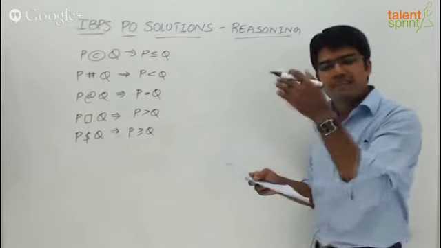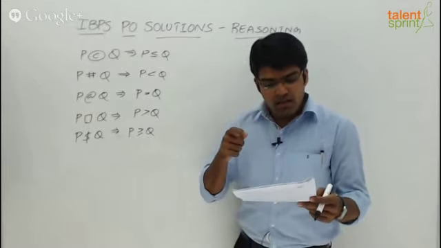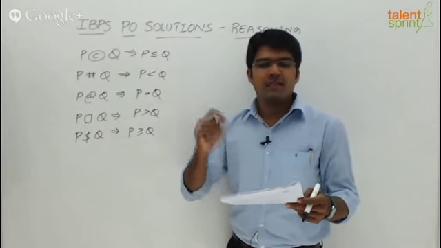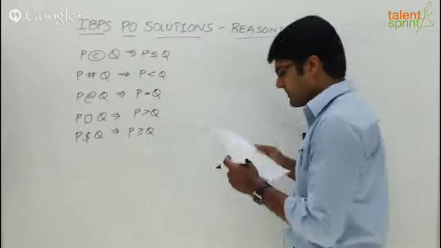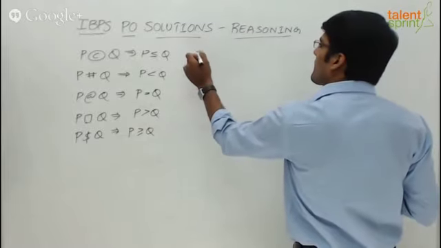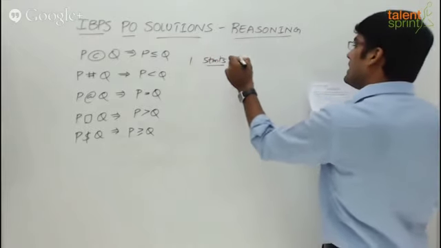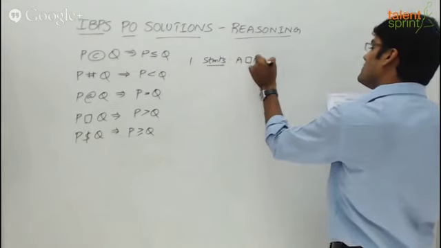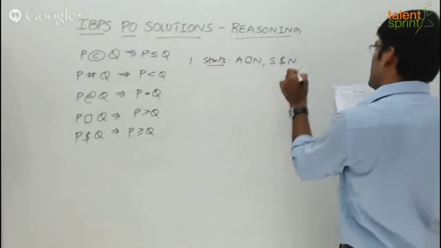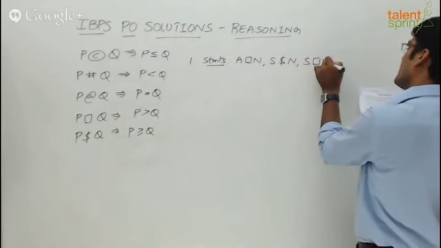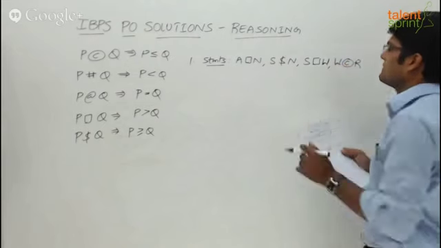So look at this one. Now you know what needs to be done. Statements are given followed by conclusions. Our job is to identify which of these conclusions follow the given statement. Which of these conclusions are definitely true based on the given statement. So look at this. Let's take question number 1. Statements are A N S dollar N and S box W copyright R. I hope you're able to see this.